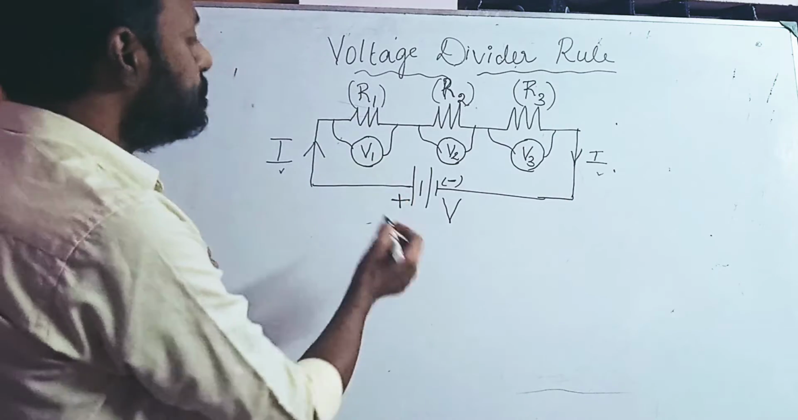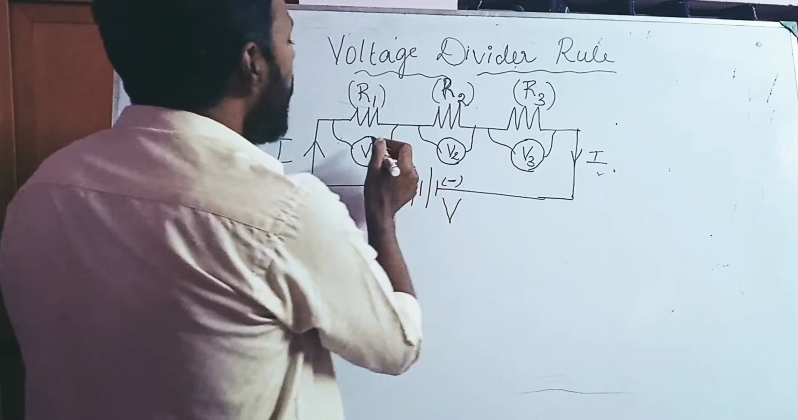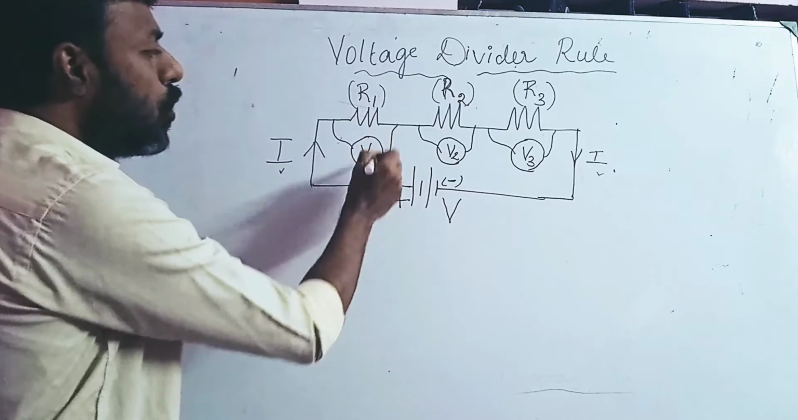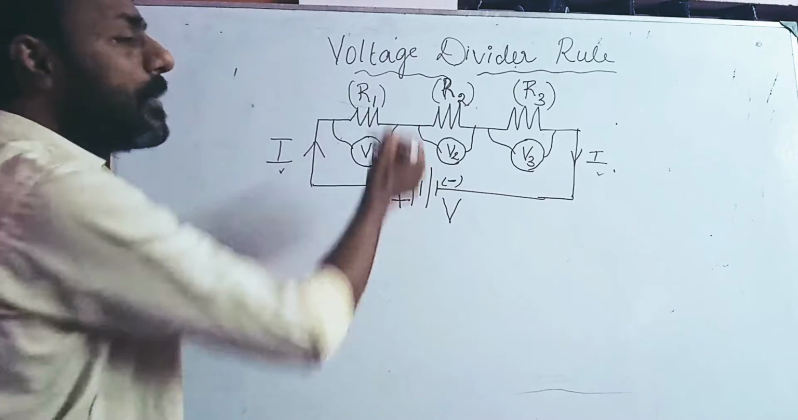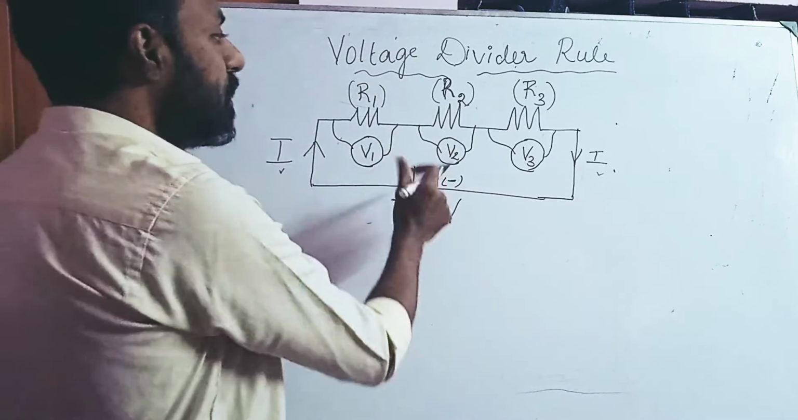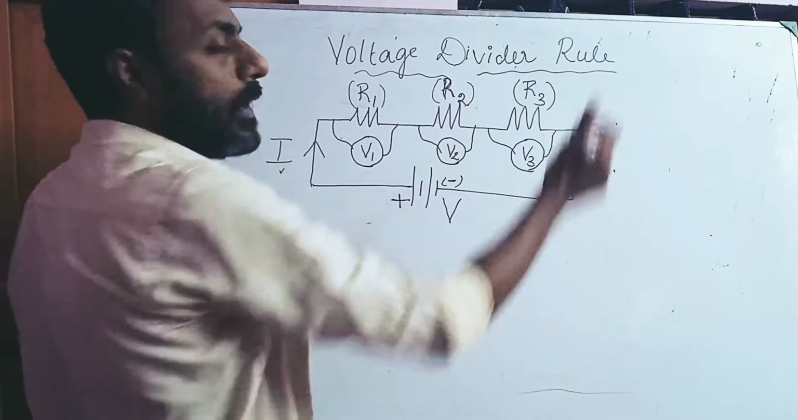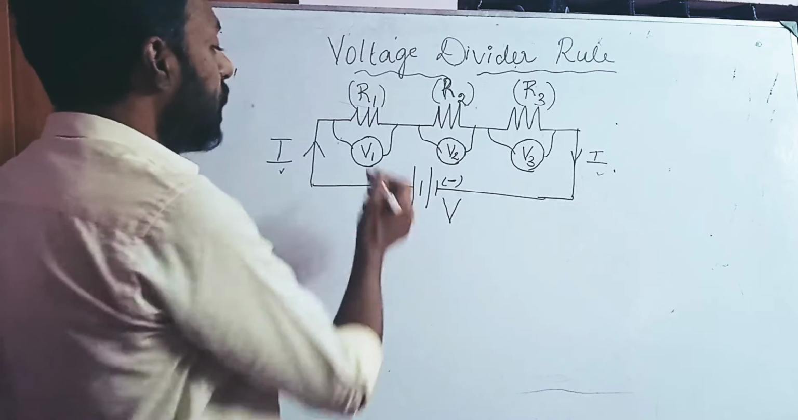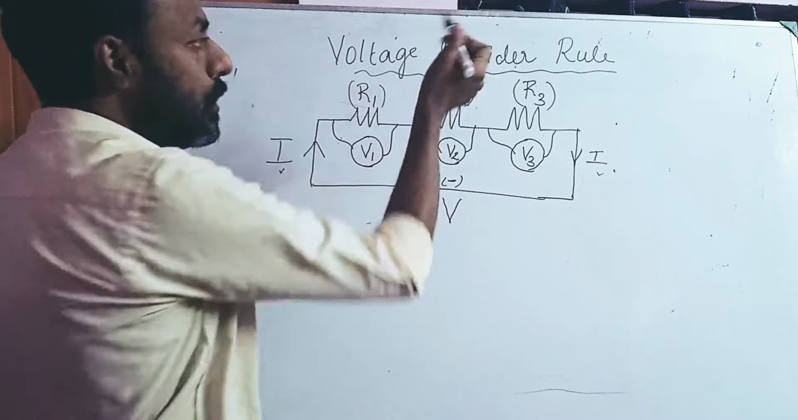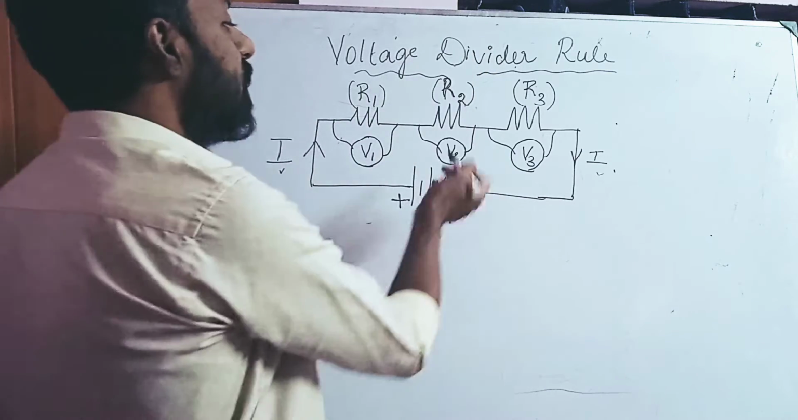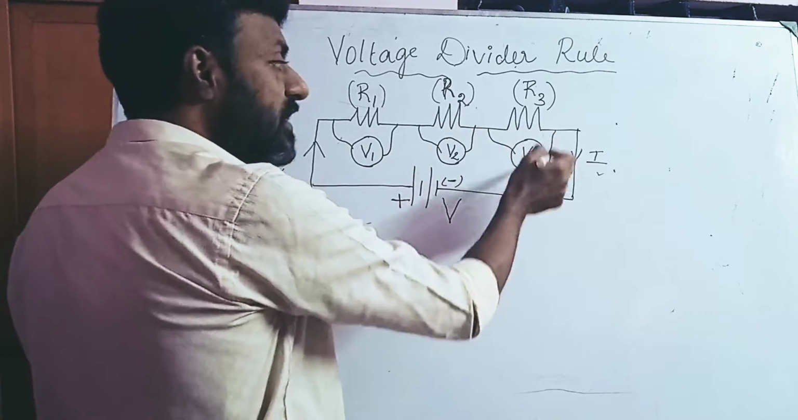Now I'm interested to find the value of voltage V1 that is developed across R1. It is very difficult to find directly, so you need to apply this voltage divider rule. If you want to find V1, you need to use the voltage divider rule. Similarly, you can find the value of V2, and also the value of V3.